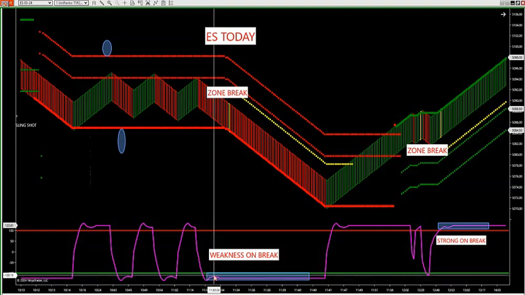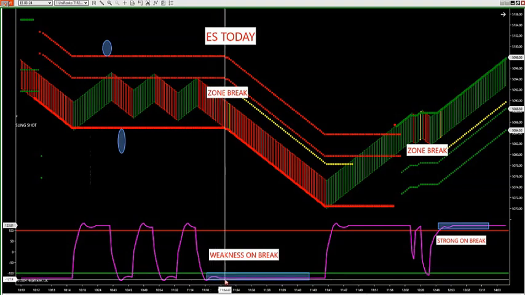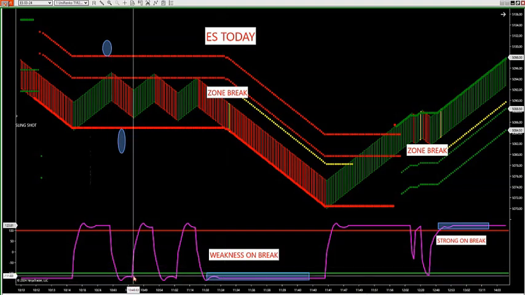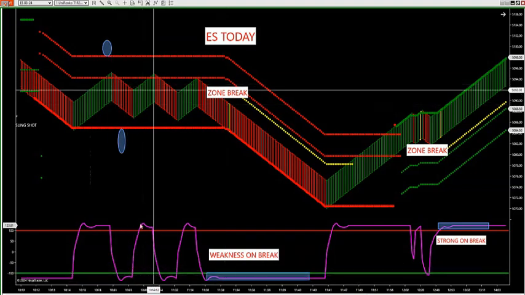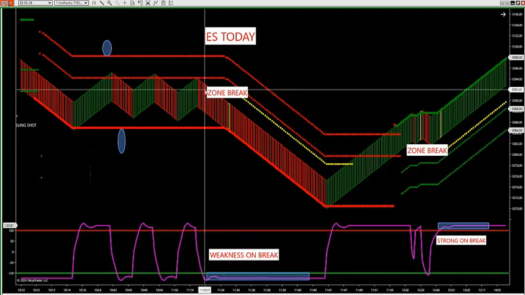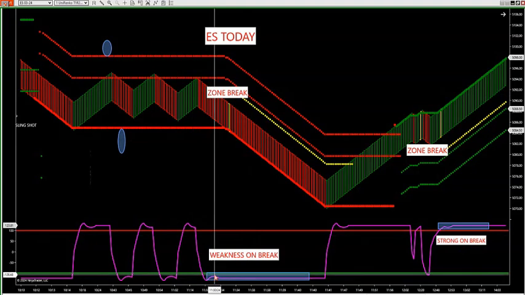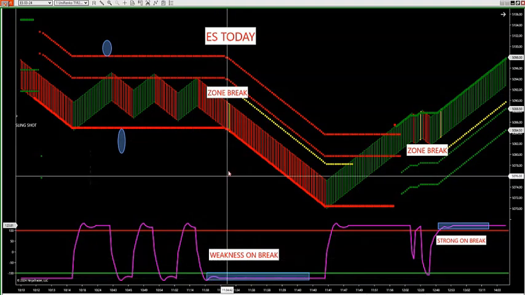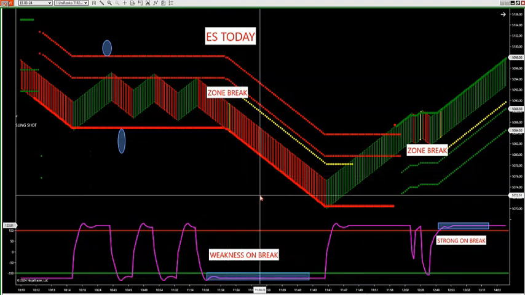Typically what will happen if you break down, you come up and you flatline for a couple bars, that market is in a trend. You see it came down here, retraced, but never flatlined. Then the market retraced, so that's not trending. Came up, retraced, didn't flatline, not trending. But this came up, flatlined into the zone break, gave us a nice little thing.